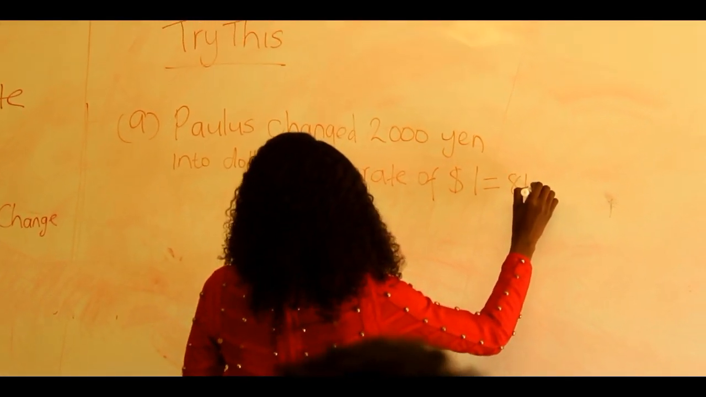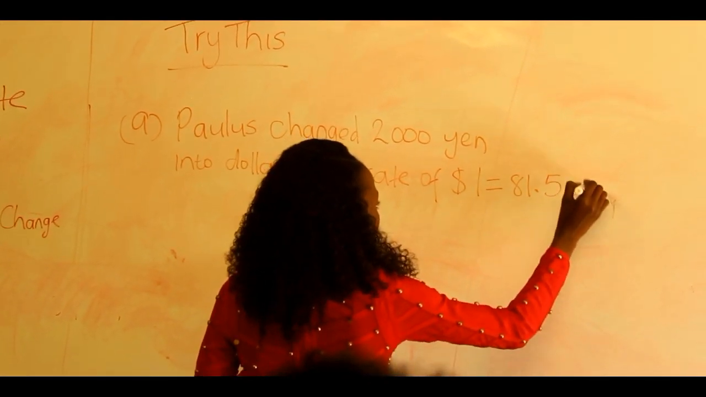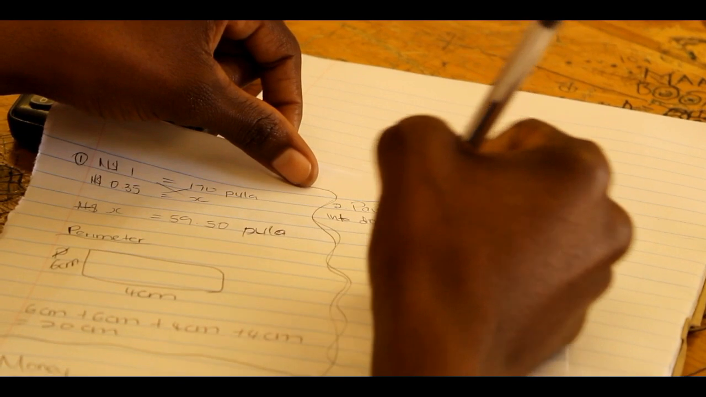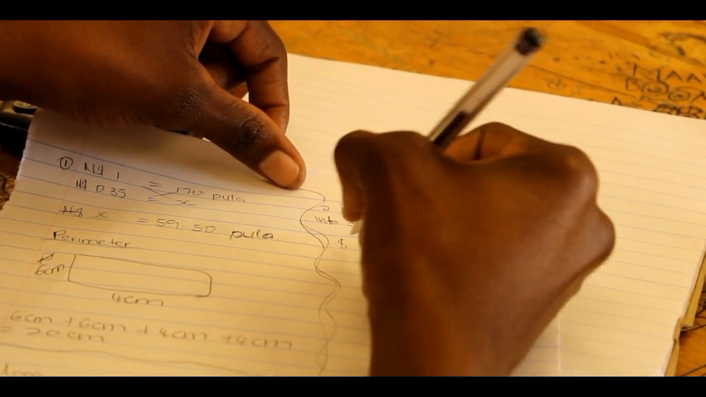Alright, the example is done. I just want someone to come and do this for us, so we move on. Calculate how much he received.